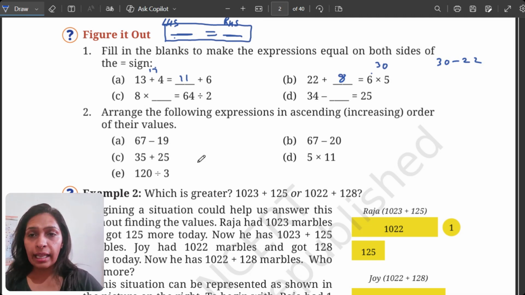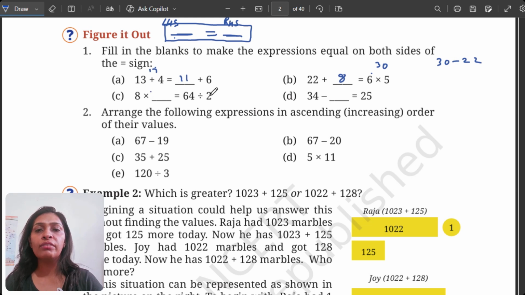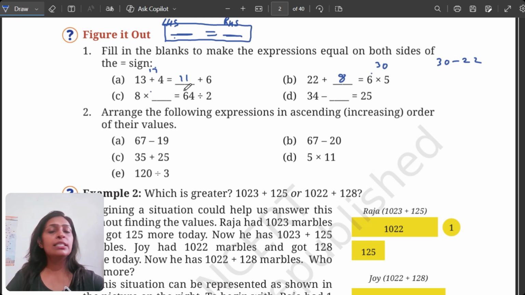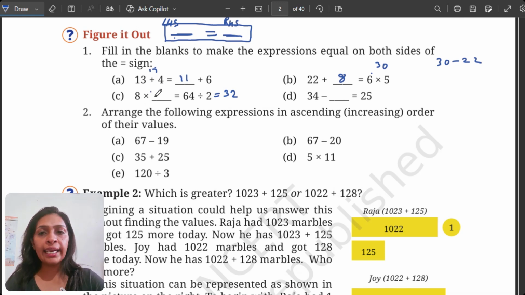Okay, now the C part. Again, the LHS is the missing part here. We have got 64 divided by 2. Now 64 divided by 2 is 32. Then you have to think, 8 multiplied by what number gets me 32? 8 times what is 32? Simple. 8 fours are 32. So 4 is the missing number.